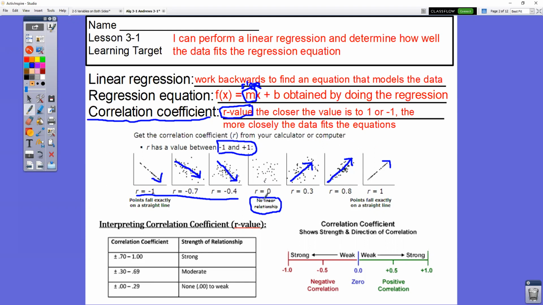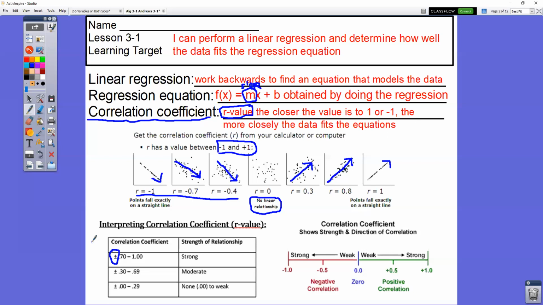0, there is no relationship. Now, interpreting your correlation coefficient or R value. If it is in between a 0.7 and 1. Now, notice this symbol right here. It might be a symbol that you've never seen before. You have a positive sign on top of a negative sign. How that's read is plus or minus.